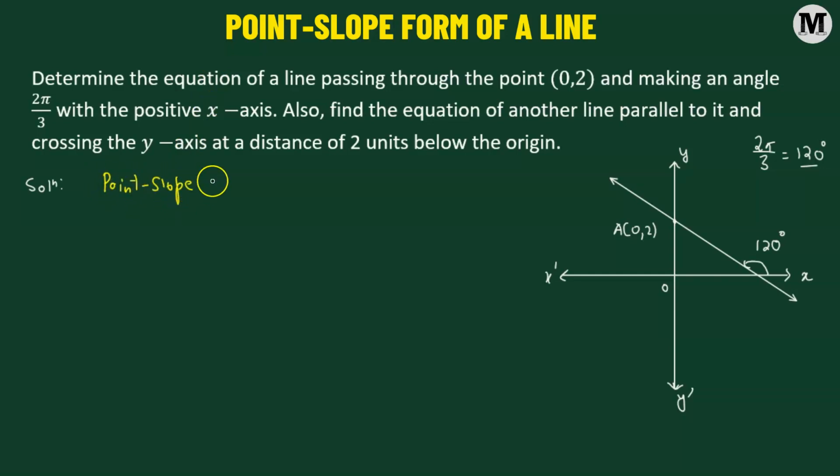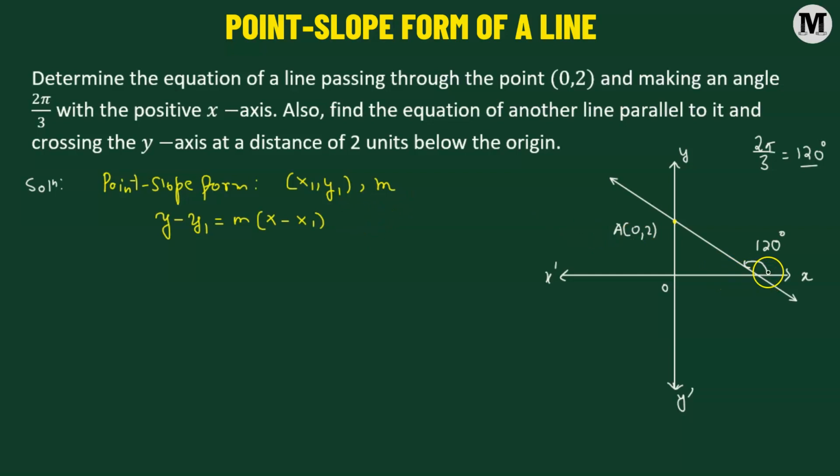The point slope form tells us that if we know a point through which a line passes, let's say the point is (x1, y1), and we also know the slope of that line, then we can obtain the equation of the line, which is given by y minus y1 equals m multiplied by x minus x1. Now in our case, we have the point A. This will correspond to (x1, y1). However, we don't have the slope.